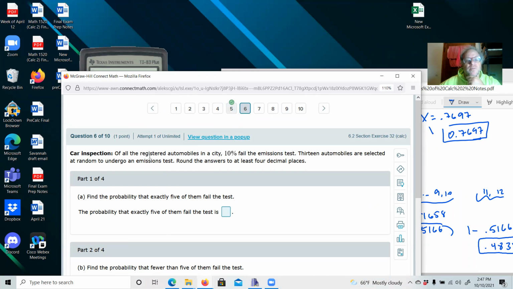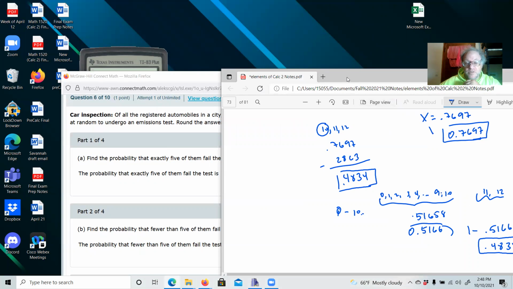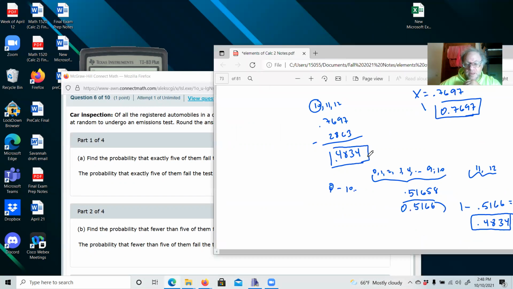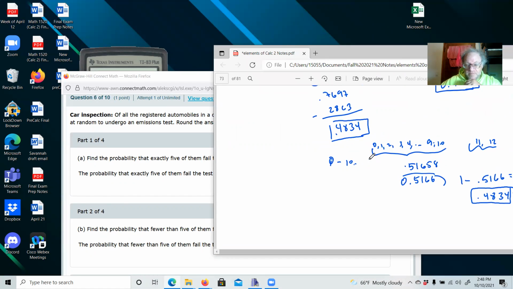So of all the registered automobiles in a city, 10% fail the emissions test. Okay, we have 13 cars selected. Round the answers to at least 4 decimal places. Okay, we're going to do all of this with the calculator, so it's not going to be quite as long. Most of your homework should be done in this manner, so it's not going to take you forever to do this.